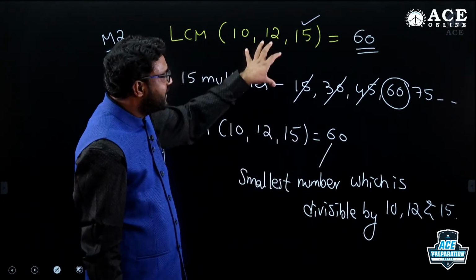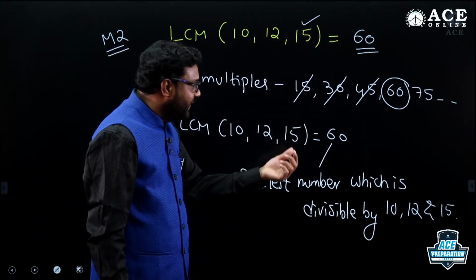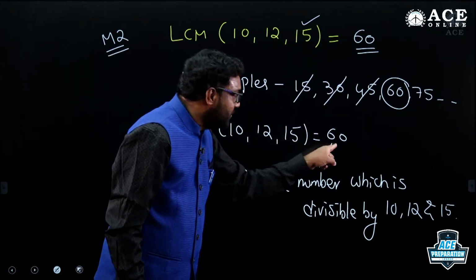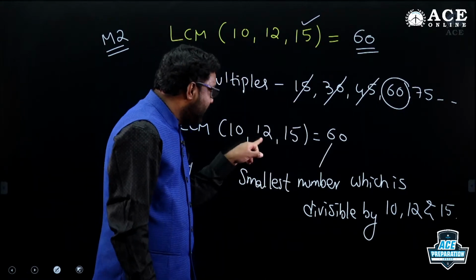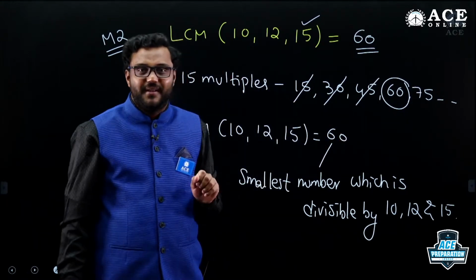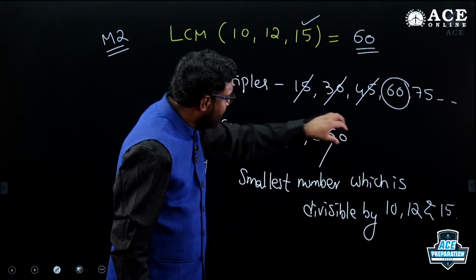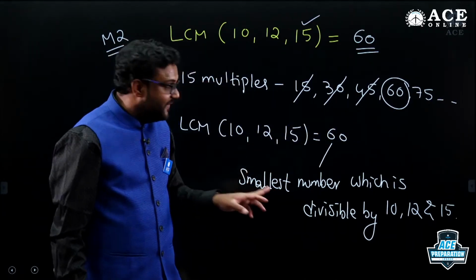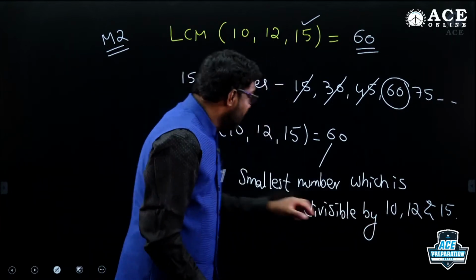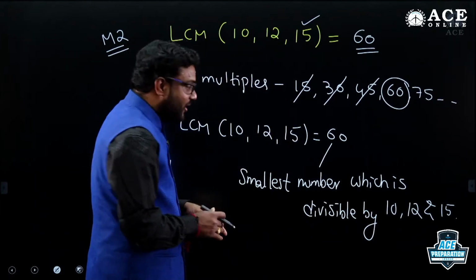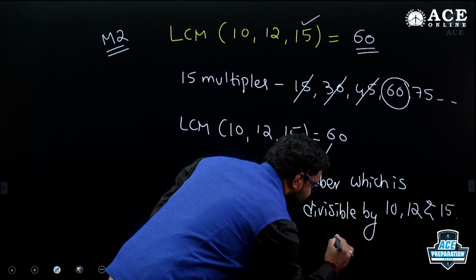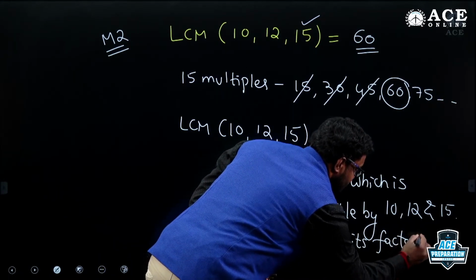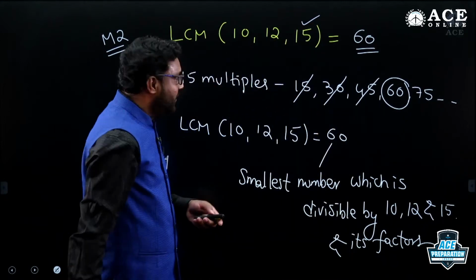Instead of doing it like this, we can also verify the options. This number is divided by 3, so this number also should be divided by 3. As this is divided by 4, this number should be divided by 4. This is the smallest number which is divisible by 10, 12 and 15 and its factors. Not only 10, 12 and 15, its factors also I can mention. Okay, fine my dear friends.